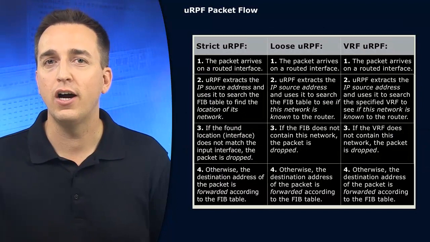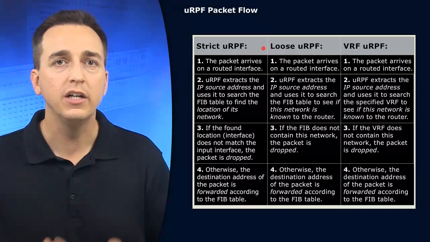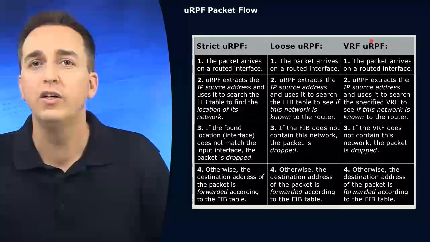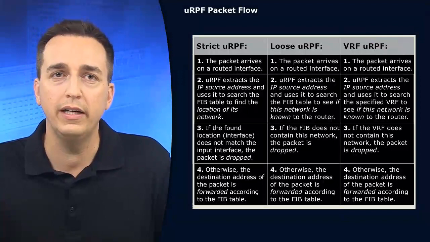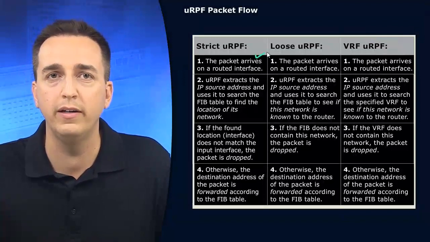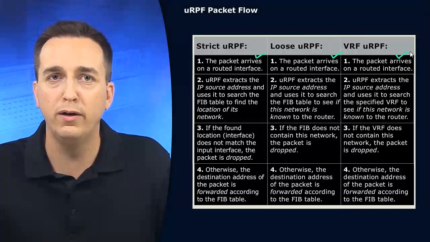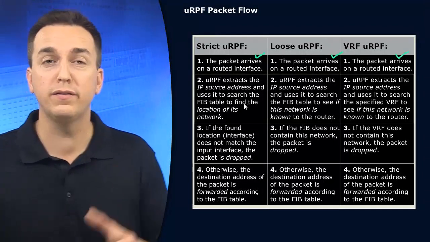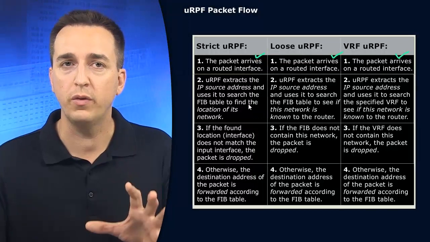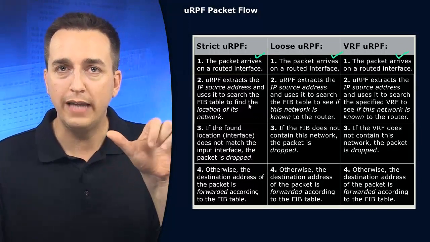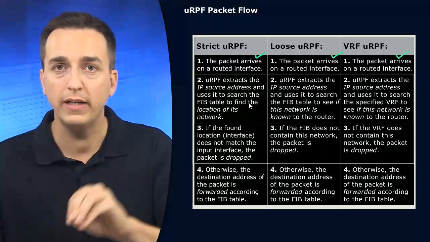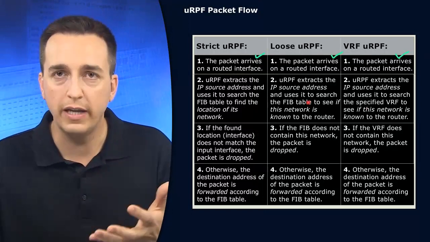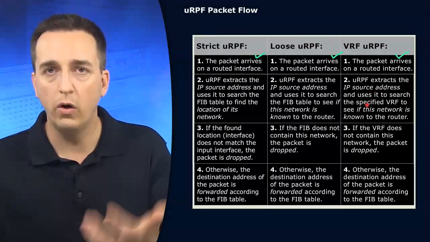So here's a nice chart that sums up all three of these: strict URPF versus loose URPF versus VRF URPF. And you'll notice here that when it comes to step 1, it's all the same. Step 2, though, is where we start to find the differences. In step 2, with strict, remember it's checking both the network as well as the interface against the source IP address, whereas with loose, we're only checking what? Just the network. And with VRF URPF, only the network as well.